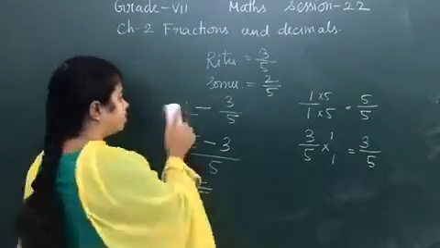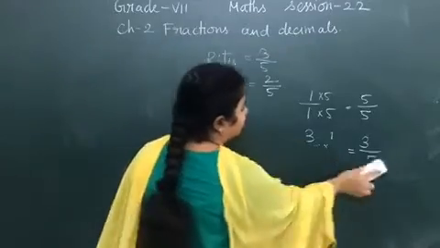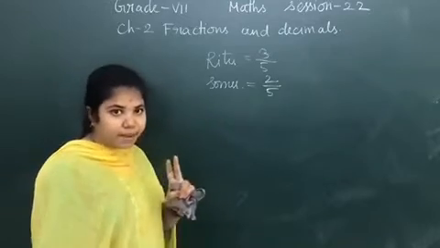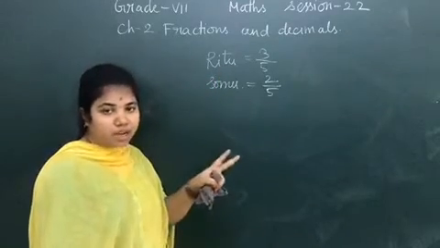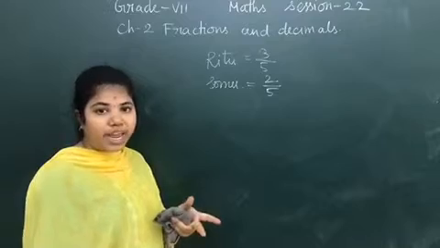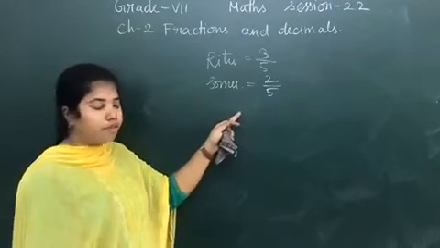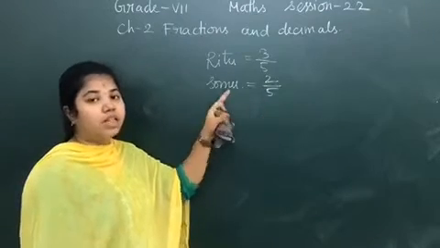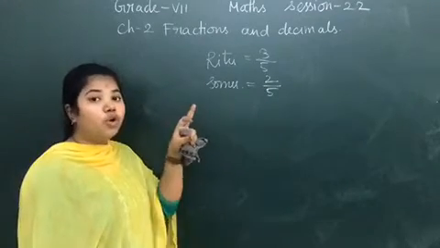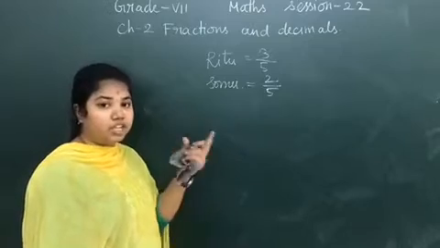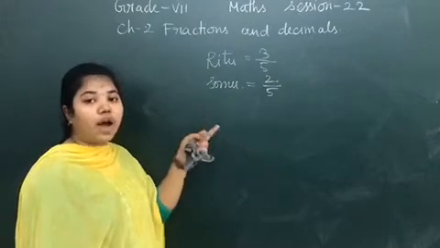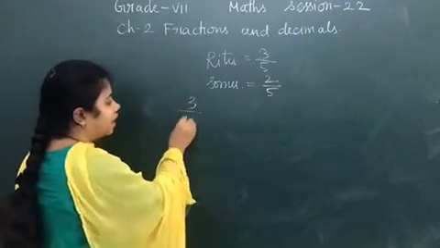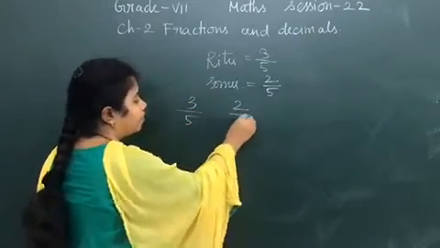Now we found that we had an apple. Ritu ate 3/5 part of it. We didn't know how much Somu ate. Now Somu's part also we found out: Somu ate 2/5 part of the apple. The next question is who had the larger part? Which means you have to compare and say who had the larger part. So Ritu's part is 3/5 and Somu's part is 2/5.